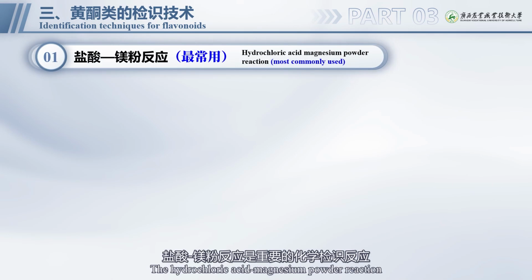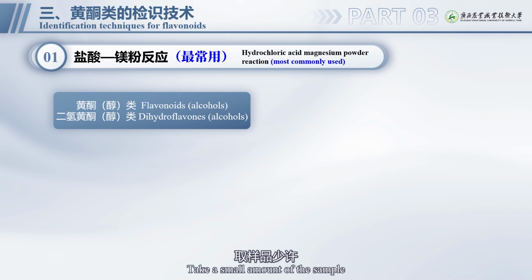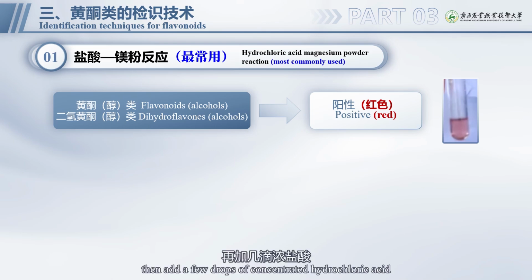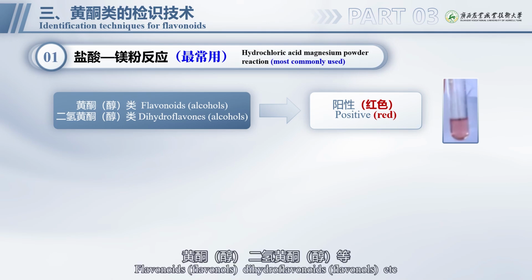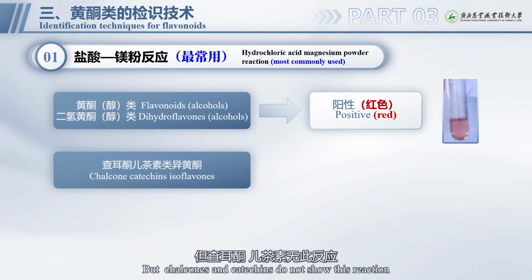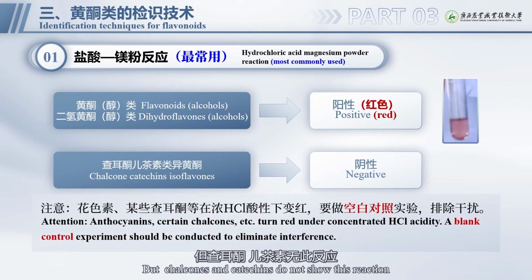The hydrochloric acid magnesium powder reaction is an important chemical identification reaction. Take a small amount of the sample, dissolve it in methanol, add magnesium powder and shake. Then add a few drops of concentrated hydrochloric acid. Flavones, dihydroflavones, flavonols, etc. will exhibit a red to purplish red color. But chalcones and catechins do not show this reaction, and except for a few, isoflavonoids also do not react.